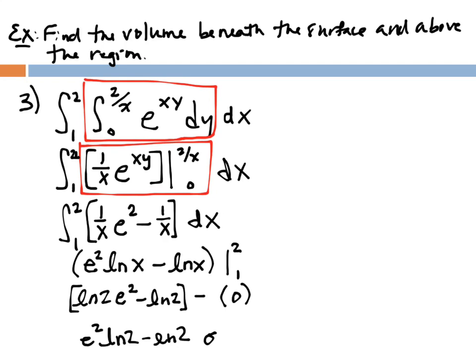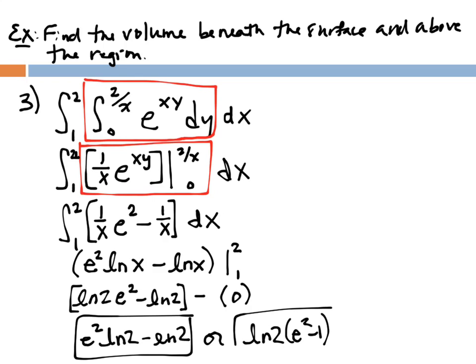Or you might see it written in the back of the book as something like natural log of 2 times e squared minus 1. They might factor it out. I don't care whether it's factored out; it doesn't make any difference. Either of those is perfectly fine. You just did your first double integral over a random region.